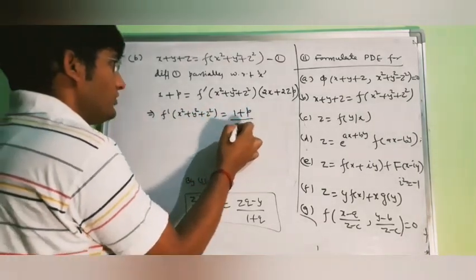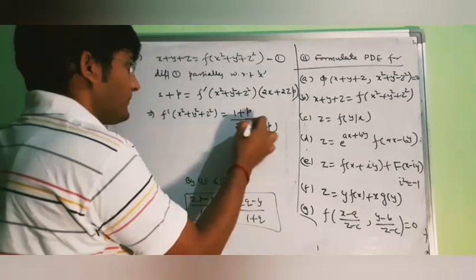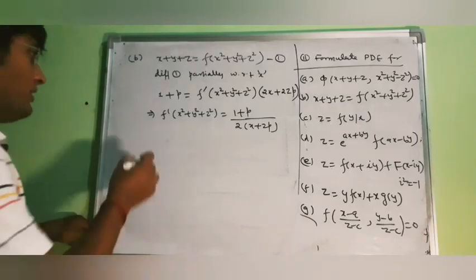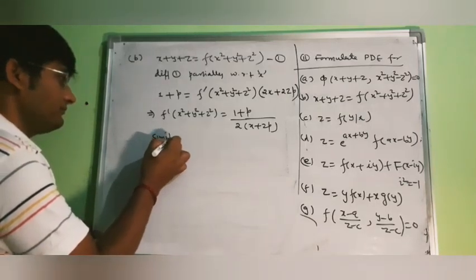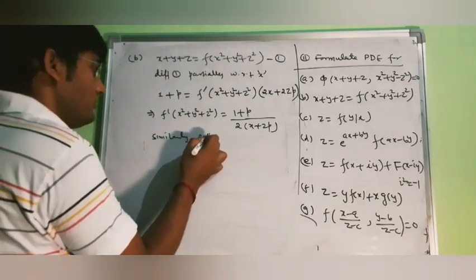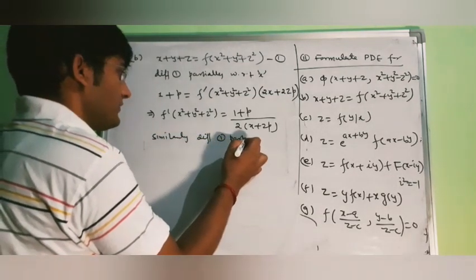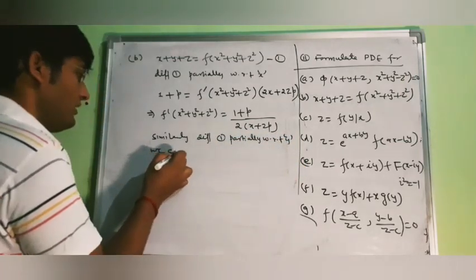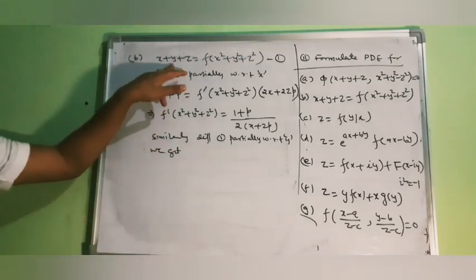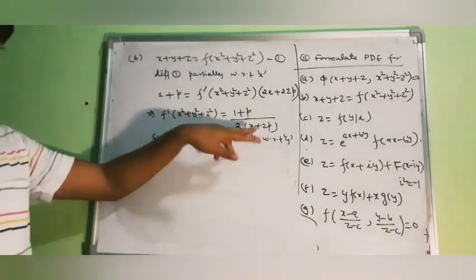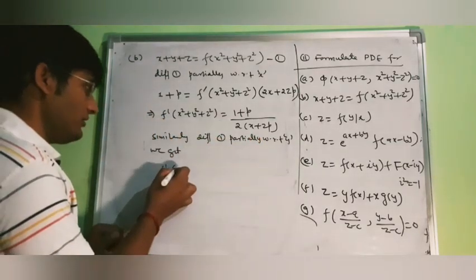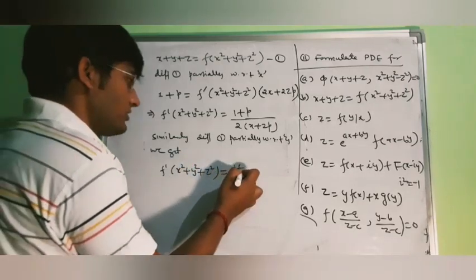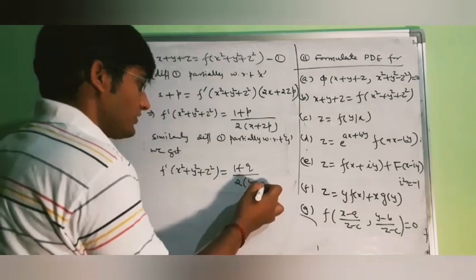So from here your f dash is 1 plus p upon 2 times x plus zp. Again, let us differentiate 1 partially with respect to y. And similarly, differentiating 1 partially with respect to y, we get, as you can see that x and y are symmetrical to each other, so just replace your x by y and p by q. So similarly, on differentiating partially with respect to y, we will get 1 plus q divided by 2y plus z into q.